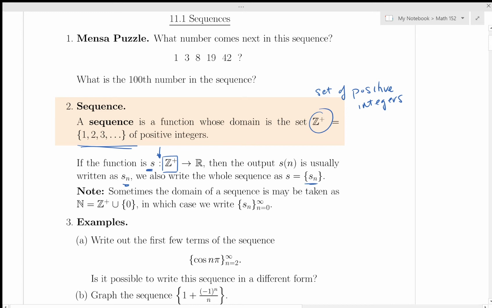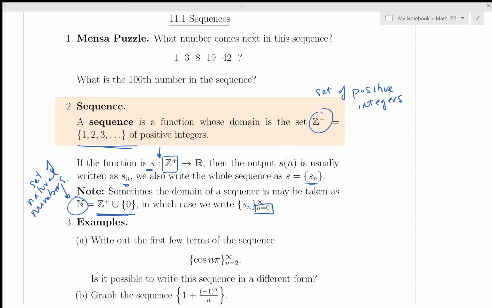Sometimes the domain of a sequence may be taken to be the numbers 0, 1, 2, 3, 4. This is the inclusion of 0, at which point we use the set of natural numbers, and we would indicate that here. Basically there's an assumption that n starts at 1 unless we indicate otherwise. We can start at 0, we can in fact start at 2 or 3 or 4, whatever we want. If we don't put anything there, then we're assuming that it starts at 1.